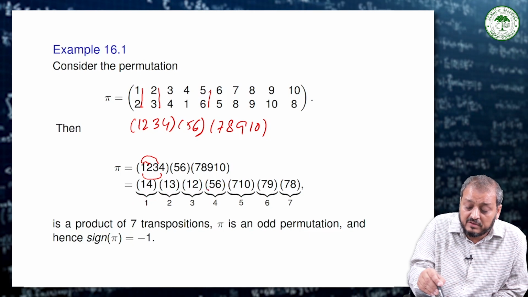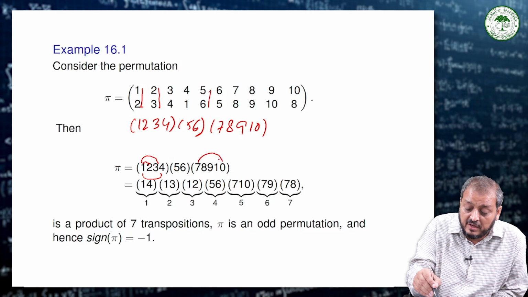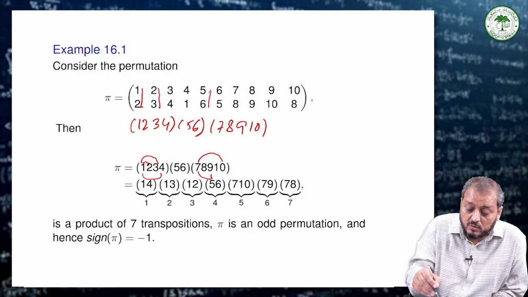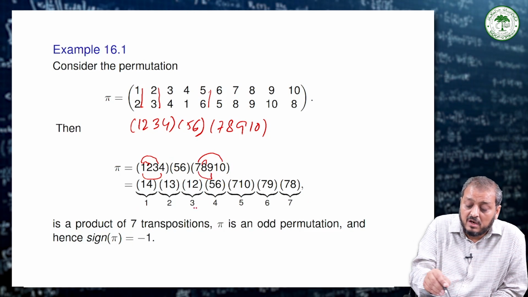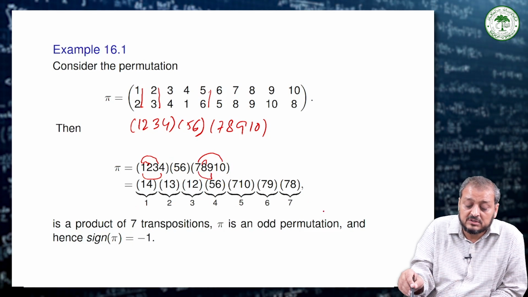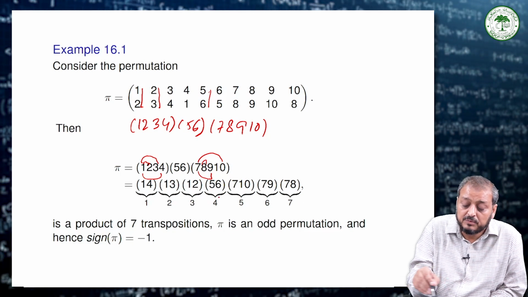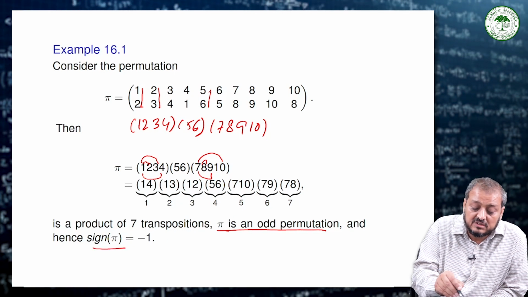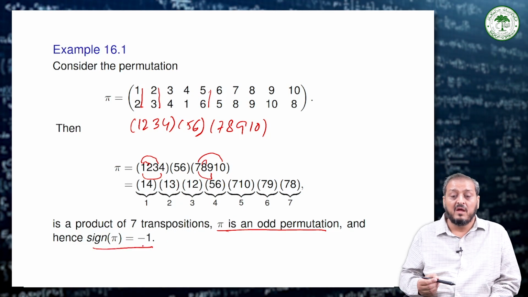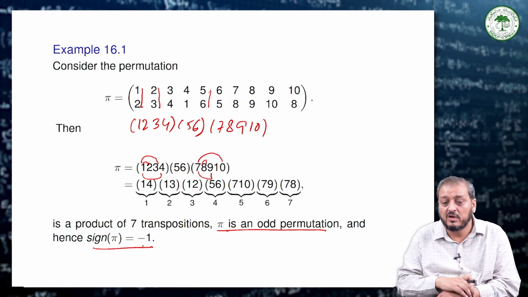Then we have to count the number. This is already a 2-transposition, then we have to write (7 10), now we have (7 9), and then we have (7 8). So the total number of transpositions is 7, so it is a product of 7 transpositions. This means we can say that π is an odd permutation, and the signature of this is equal to -1. So this is very simple, we have to write it into this form.